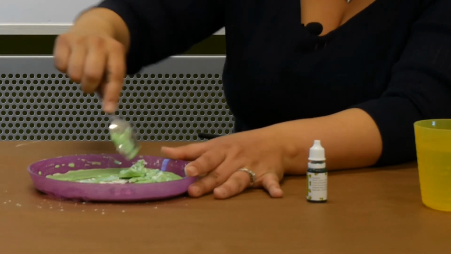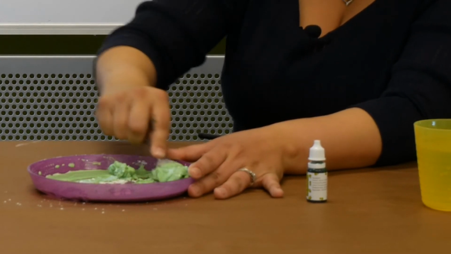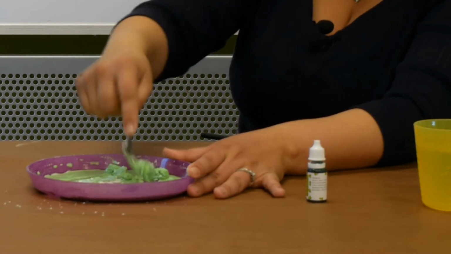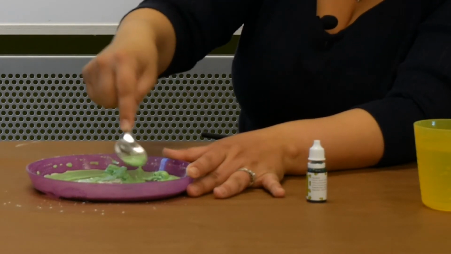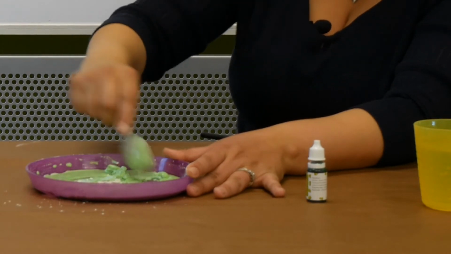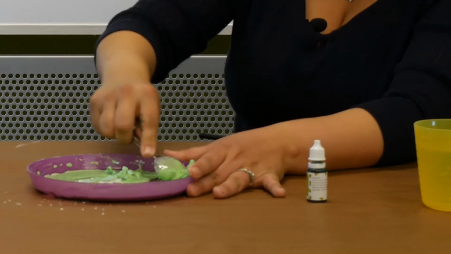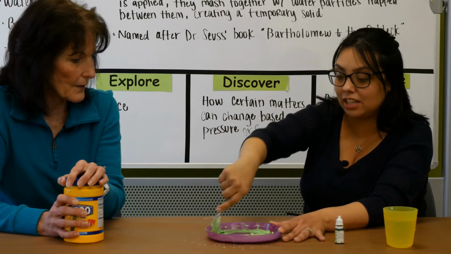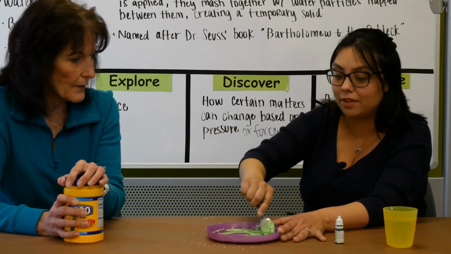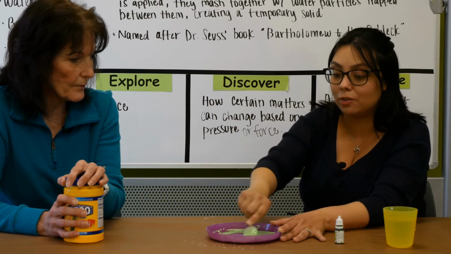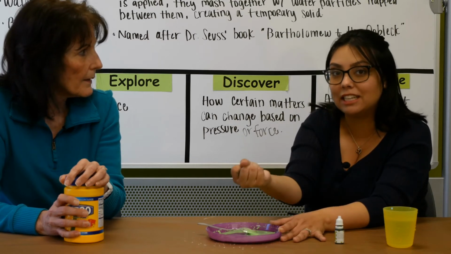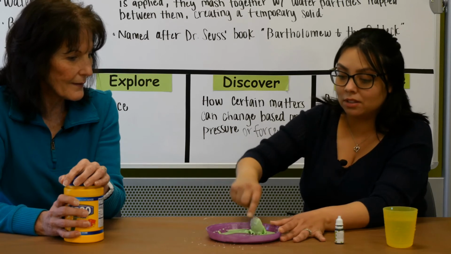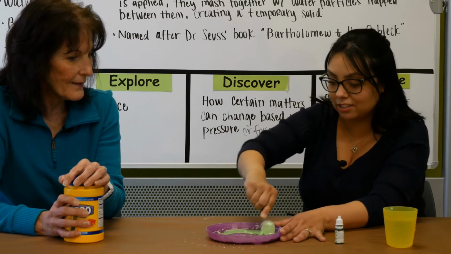Let's see. Ooh. See how it hardens? And then if you smash it a little bit, it turns into a solid. Wow. It's so crazy. And if you make big batches of it, you guys can actually squeeze it and you'll see how it becomes like a solid, like you can hold it in your hand. But as soon as you release it, it goes back to liquid. It's super, super cool. Want to give it a try, Stu?